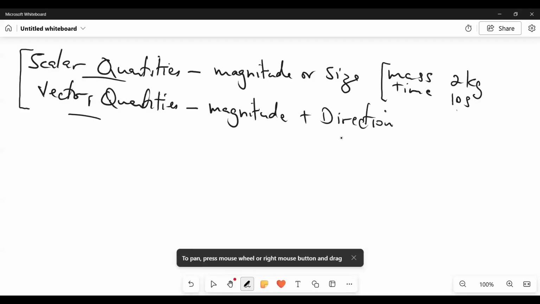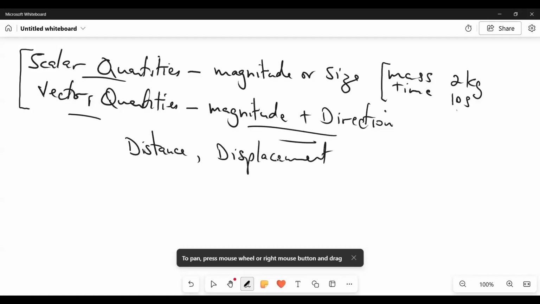vector quantities have magnitude and direction, right? For example, to show you the difference, let's take the quantities distance as against displacement, right? Now, these two are different in that distance is what we'll call a scalar quantity, while displacement is what we'll call a vector quantity.